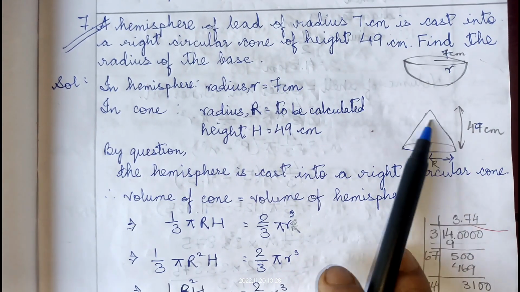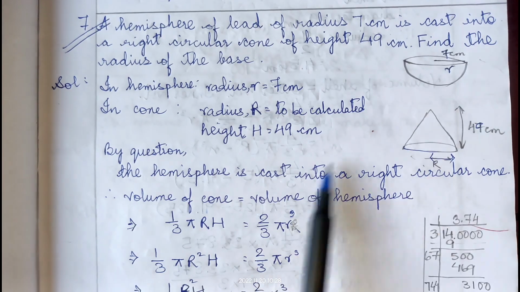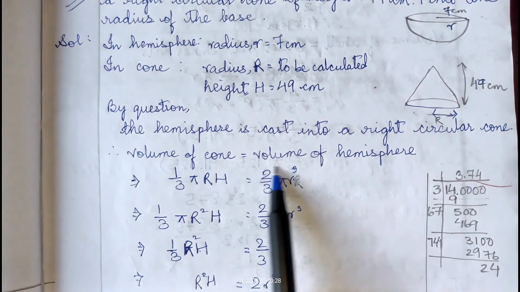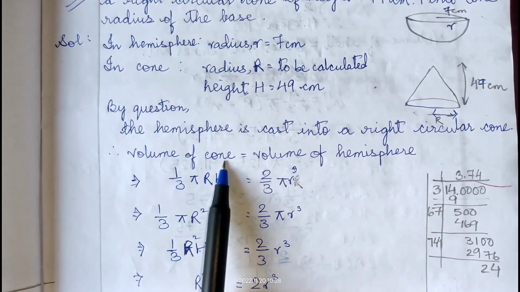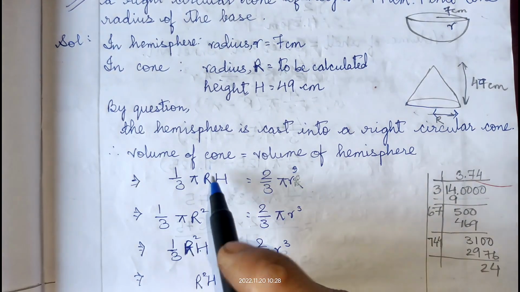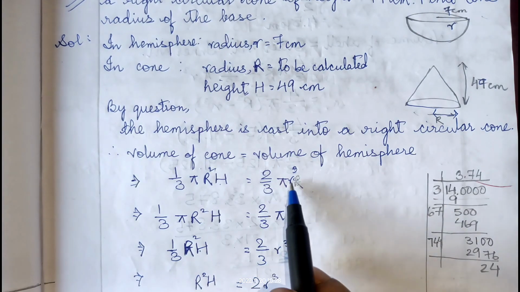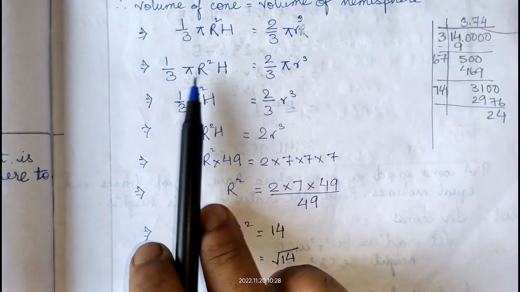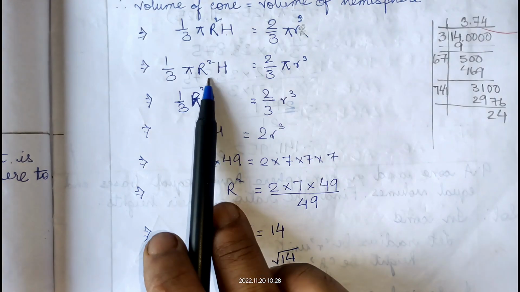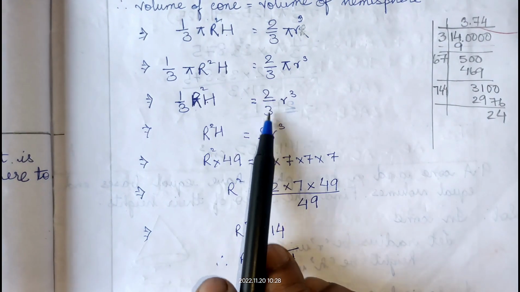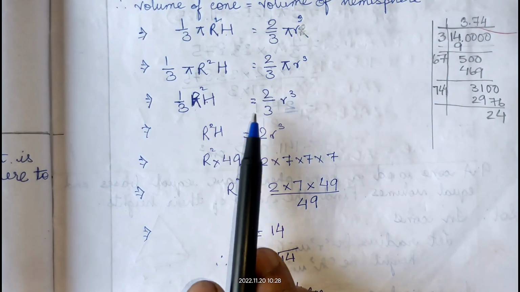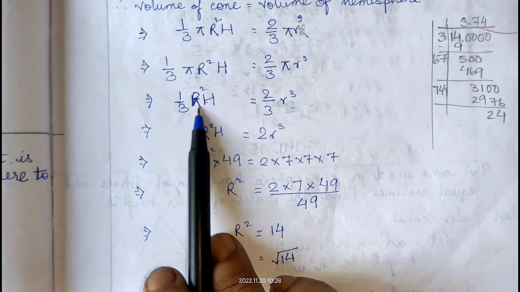So, volume of the cone must be equal to the volume of the hemisphere. So, we can write volume of the cone equals to volume of hemisphere. Volume of cone formula is 1 by 3 pi r square h equals to volume of hemisphere, which is 2 by 3 pi r cube. If I cancel pi from both sides, it will be 1 by 3 capital R square h equals to 2 by 3 r cube. This 3 and 3 also can be cancelled, so we are left with r square h is 2 r cube.